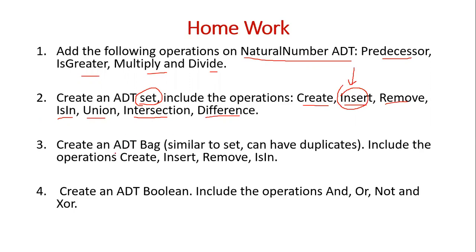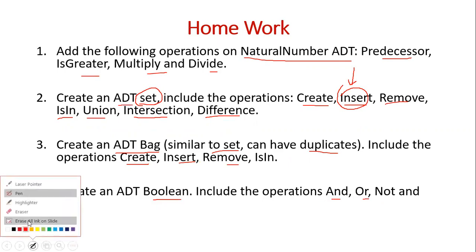Similarly, create an abstract data type called bag. What is a bag? Bag is similar to set, but it can have duplicate values. That's the only difference. Set cannot have duplicate values, bag can have duplicate values. And include at least these operations. Of course, you can include all the operations that are applicable to set, but minimum you should try these: create, insert, remove, and isin. Then create an abstract data type called boolean and include the operations and, or, not, and XOR.